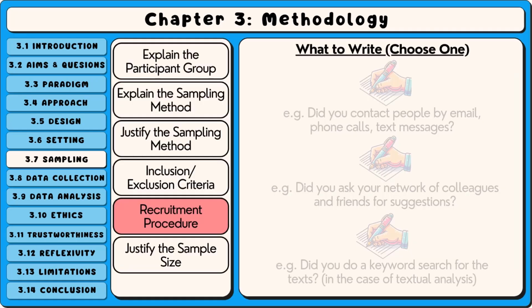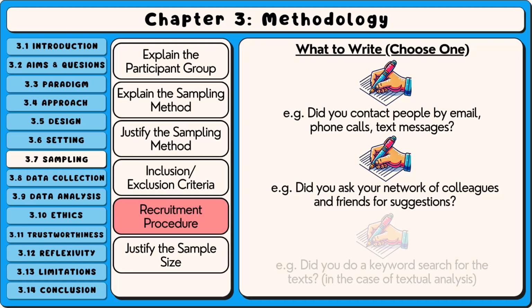A third self-selection criteria for participants was that they had knowingly used or been exposed to generative AI in their workplace. The next step is to outline the recruitment procedure. Here, state the exact steps that you followed to recruit people or documents. For example, did you contact people by email, phone calls, or text messages? Did you ask your network or colleagues and friends for suggestions? If you're doing textual analysis, did you do a keyword search for the text?